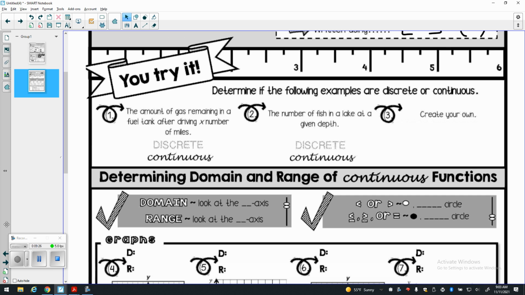The amount of gas remaining in the fuel tank after driving X number of miles. Discrete or continuous? That's definitely continuous because your gas tank doesn't just drop at 1 or 2, right? That's definitely continuous. The number of fish in a lake at a given depth. That's definitely discrete. Are we okay on the difference between those two? Yes? Here we go.